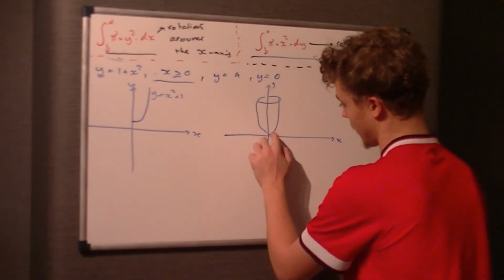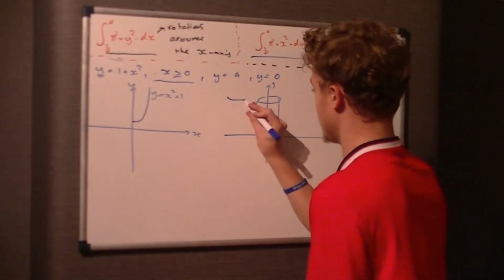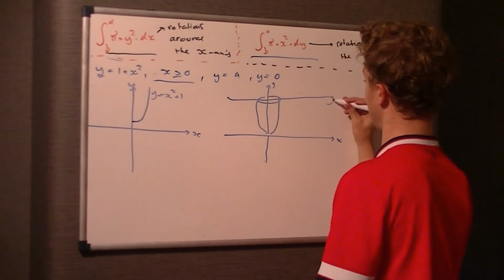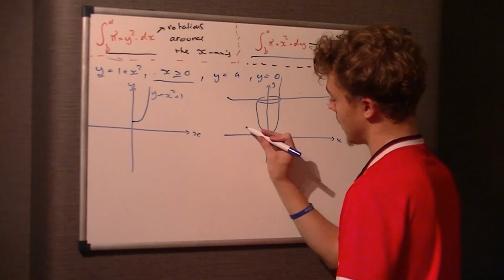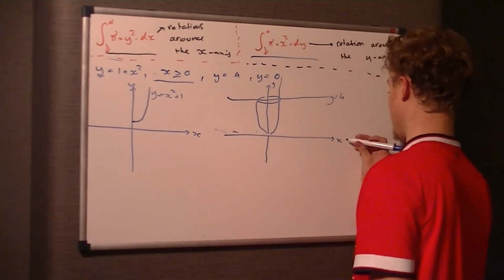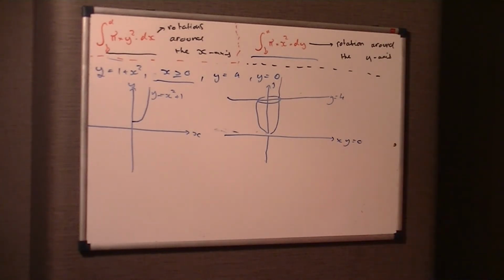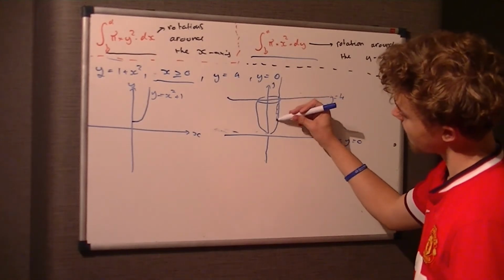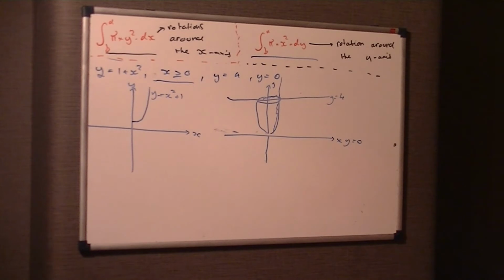We should have something like that, with the lines y equals 4 cutting the top of it and continuing off, and y equals 0 going along the x-axis. So it should look something like that. As you can see, it's simply rotated around the y-axis there. Right, that's all very well and good, but let's get back to the maths.